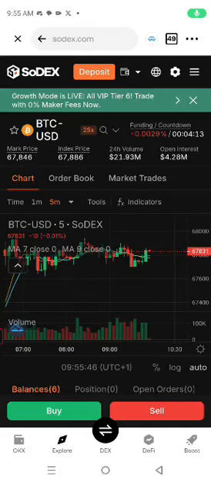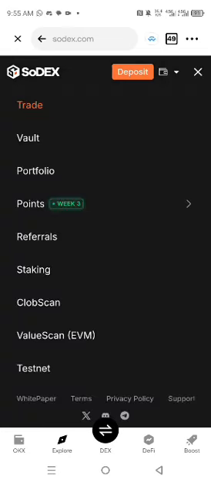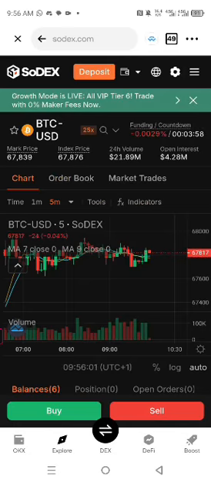All right, so we have gotten to the exchange. We have deposited funds here. If you follow part one and part two of this tutorial, you should be able to deposit funds by now. And how do you trade? It's very simple. You go to your options, go to trade. We've done that before. Now you come down.